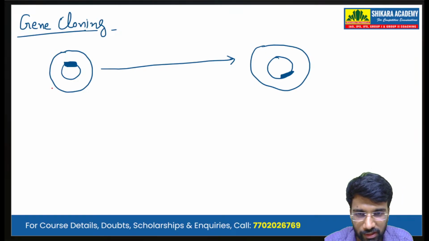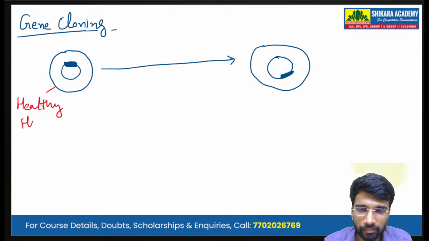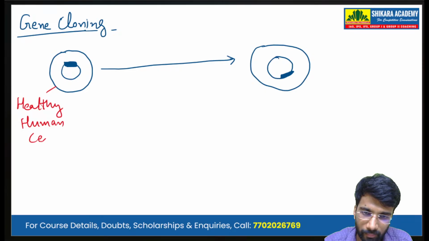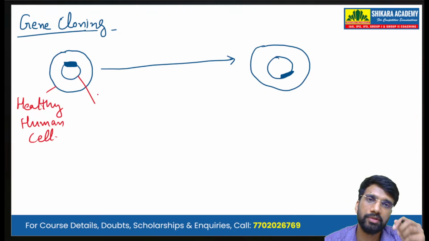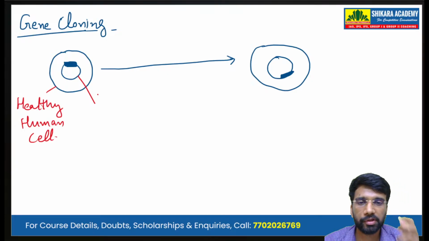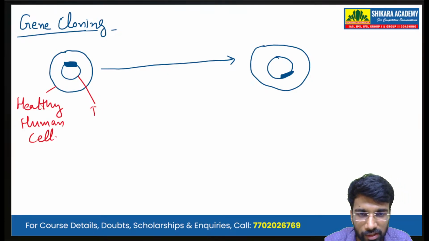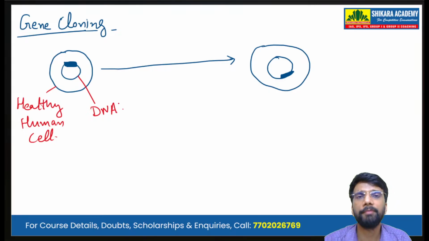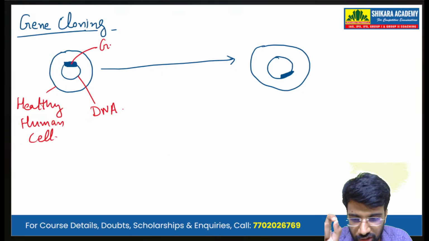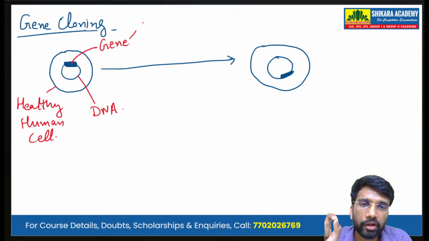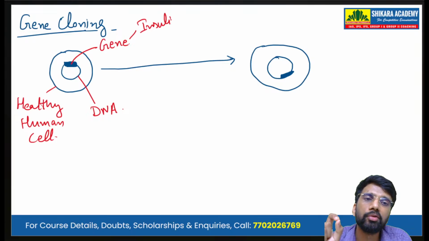So suppose this is a healthy human cell. This is a healthy human cell, and just for diagram purposes, I have drawn it this way. And this is the DNA. Okay. In the DNA, this is the part that is a gene coding for insulin. So we call it the insulin gene.